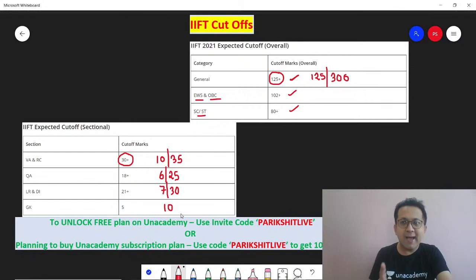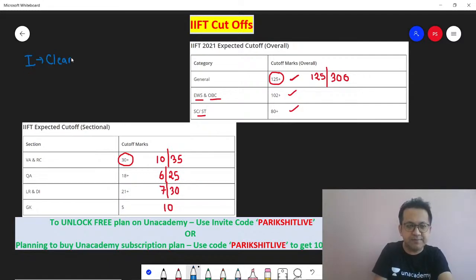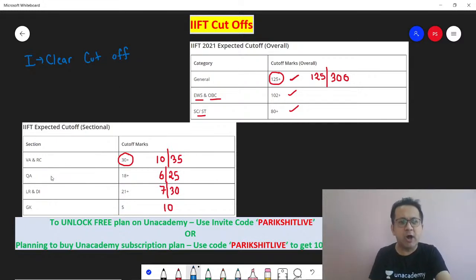Now remember, in IIFT you can switch between sections. So it would be highly advisable that you first clear the cutoffs. Step one, clear cutoffs in each section. Do not just keep solving VA and QA and then realize you don't have sufficient time for LRDI. Even if you end up with 100 percentile in VA and QA, if you don't clear the cutoffs in LRDI, you are not going to get a call.